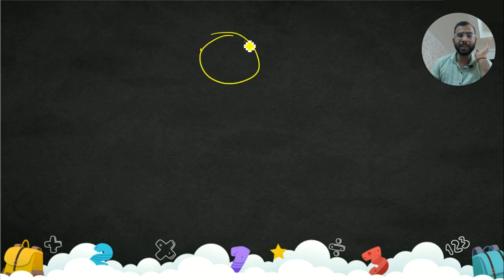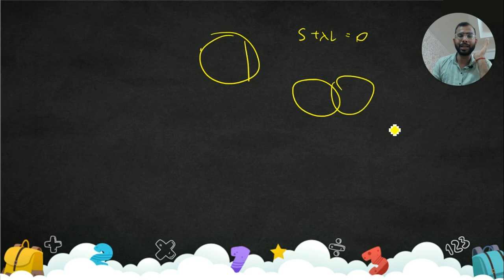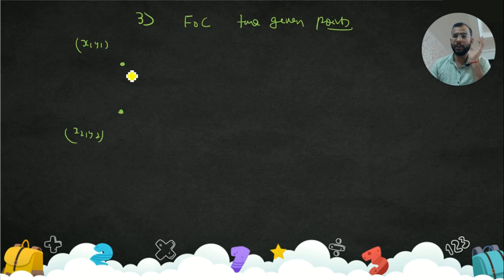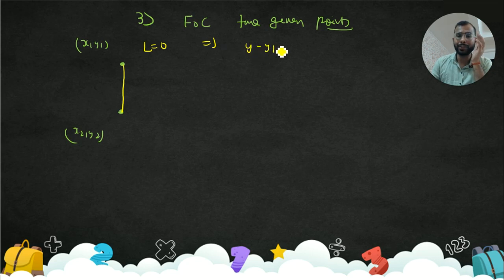If there is a circle, there is a line, I can write equation S plus lambda L equal to 0. If there is a circle, there is another circle, S1 plus lambda S2 equal to 0. If either of the 2 cases is given, I can tell you. Okay? First, from these 2 points, can I write the equation of line? Let's say this is L equal to 0. How to write equation? y minus y1 equals m into x minus x1, where slope is y2 minus y1 upon x2 minus x1, है ना? Solve this, we'll get L equal to 0.